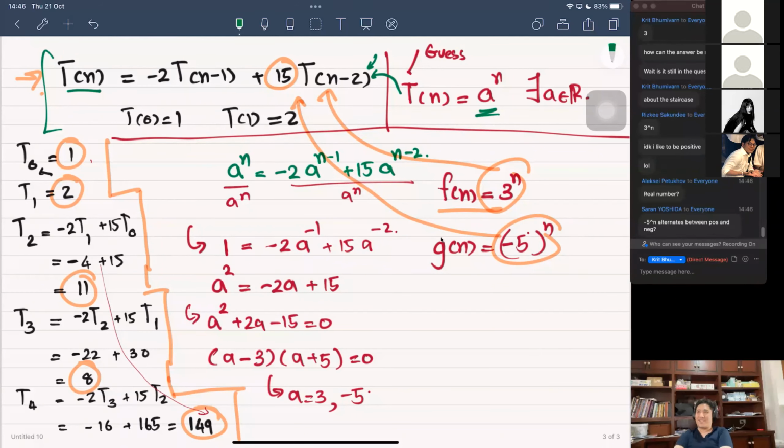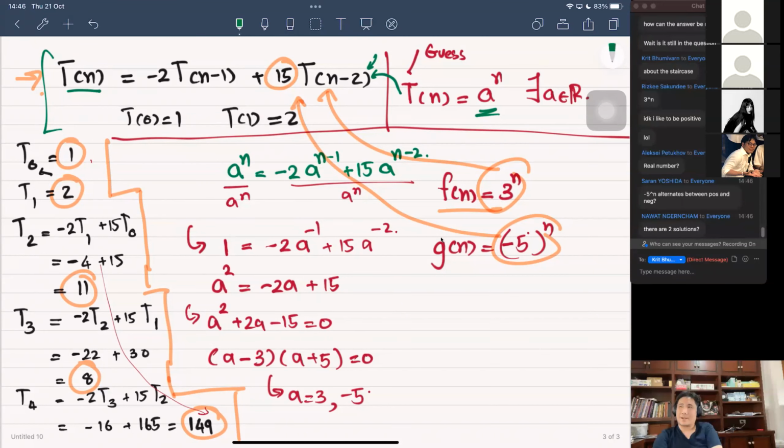No, that's fine. Alternating between positive and negative is not a problem, right? What exactly is the problem with 3 to the n and minus 5 to the n? There are two solutions. Yeah, there should be only one, right? But if there are two, you should pick one. But if you don't want to pick any one, then tell me why you don't pick any one of these.